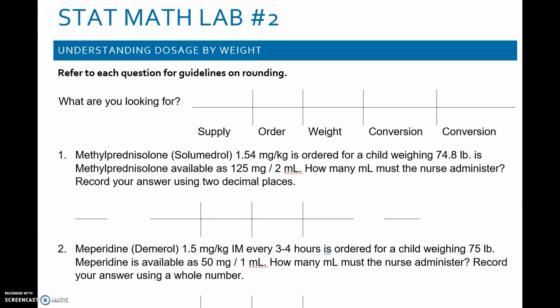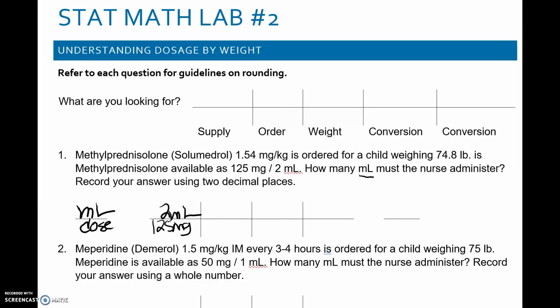So, what are we looking for is the first thing that you should say. And we know that there's mLs here. So we're looking for mLs per dose. Okay, and what do we know about mLs? We know that there are 2 mLs with 125 milligrams in it.